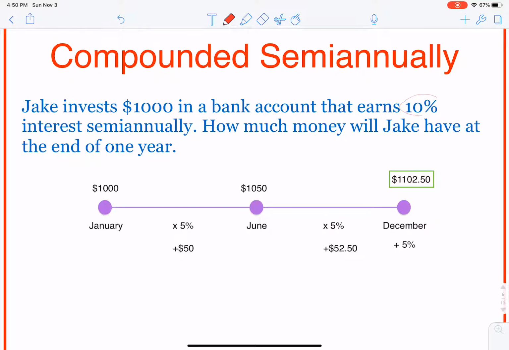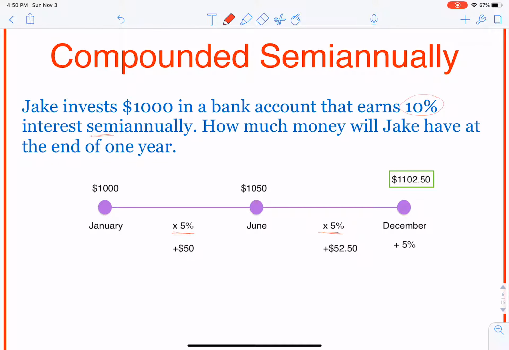So my 10% interest rate is happening over the course of 1 year, but I'm getting to this 10% by finding 5% at 2 times. So there's that semi-annually, 2 times throughout the course of the year. So overall, for the entire year, my percentage is 10%, but I'm splitting it up and I'm adding it on twice a year. So let's just take a look at what that looks like.